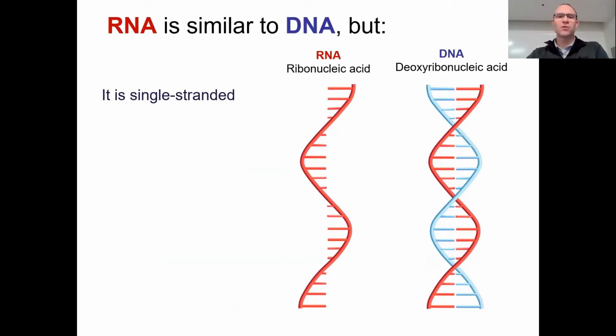Well, first of all, it's usually single-stranded. There are some exceptions. There are some versions of RNA that are double-stranded. I think I mentioned last day the transfer RNA has some double-stranded regions, so there are some exceptions, but generally we can say it's single-stranded.